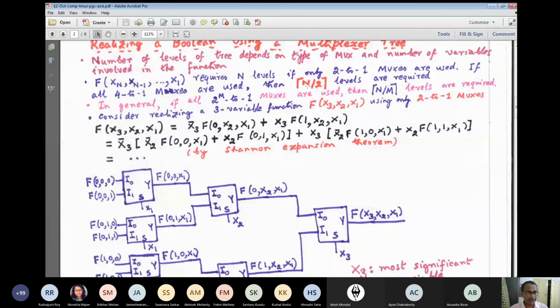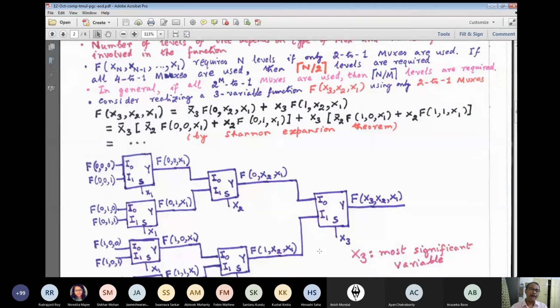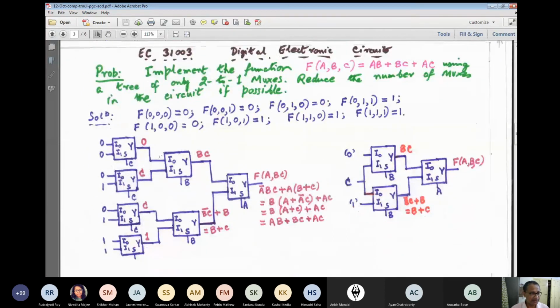Why? Because n equals 5 and m equals 2. So 5 by 2 is 2.5, and its ceiling is the least integer that is greater than or equal to 2.5, that is nothing but 3. So you require 3 levels using 4-to-1 multiplexers, but nothing else. And again, for certain functions, you will see that some of the multiplexers will be redundant. For example, these 4 are immediately found to be redundant. I require only the 3 multiplexers. Why are they redundant? Because their output function is 0, C, C.